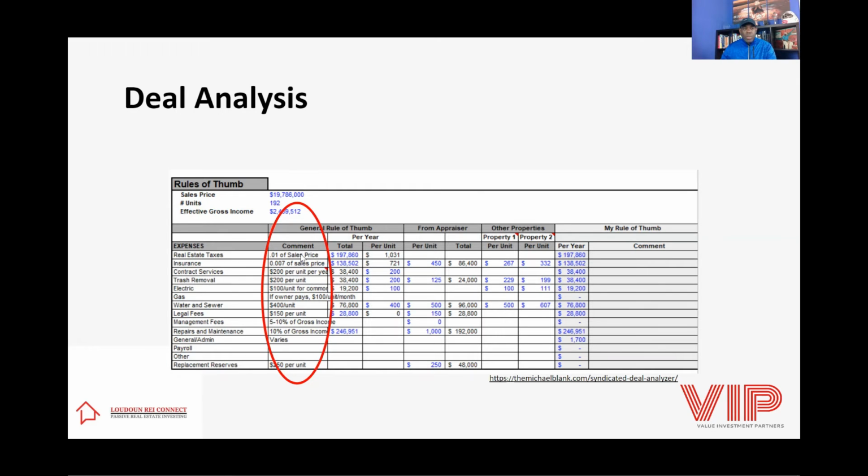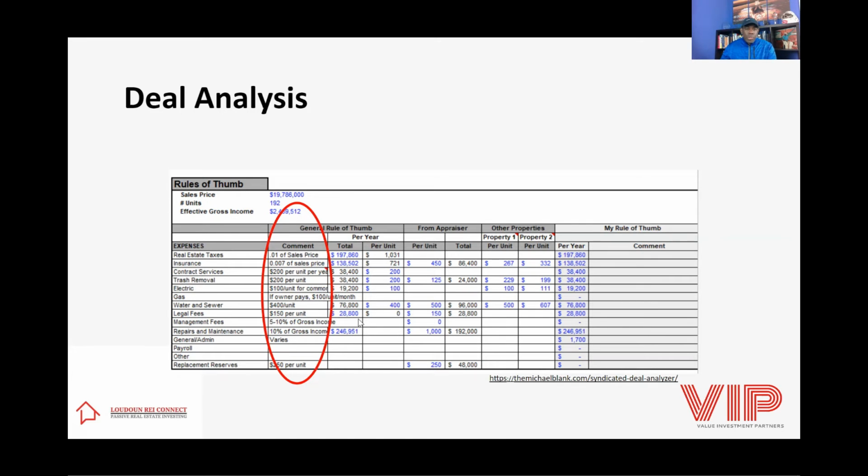Other places, it won't change for another 3 years, right? Every 3 years is when they do an assessment. Every single city and county is different on real estate taxes, and this is something that you need to underwrite, right? There are also estimates in here for electric, $100 per unit. Sewer and water, $400 a unit, right?